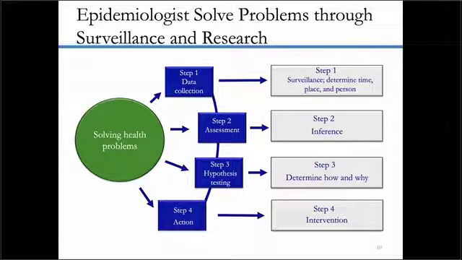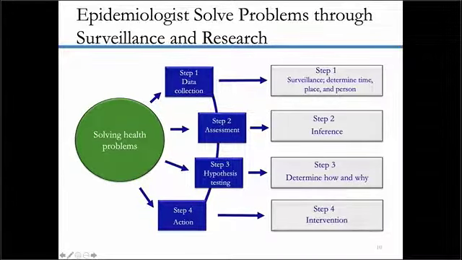And that surveillance and research uses a four-step process that includes data collection, assessment, hypothesis testing, and action. And when using this scientific approach, data are collected, an initial assessment or hypothesis is determined, and that hypothesis is then tested, and the resulting information is used to take action. This portion of solving health problems illustrates how epidemiologists use each step of the scientific process to understand health.